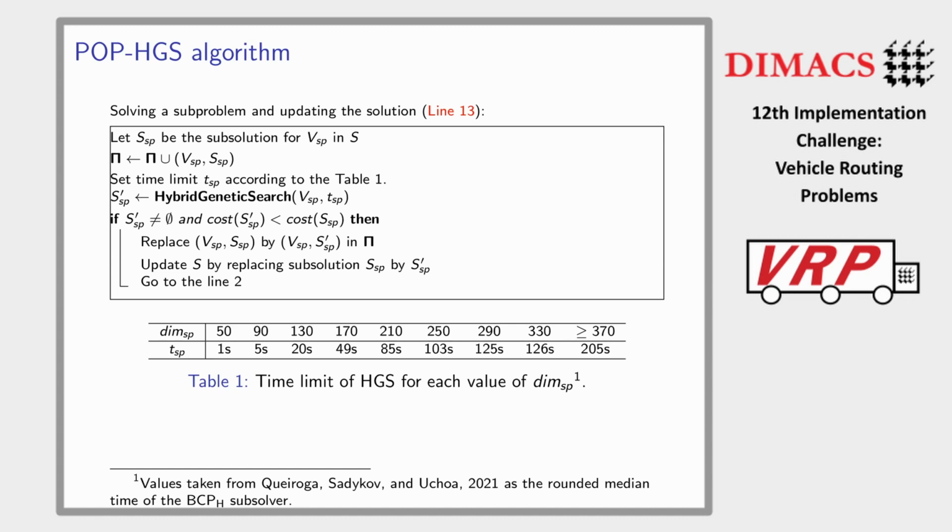And then we get the solution S prime SP from HGS, the new candidate for sub-solution. If this new sub-solution is better than the current one, we update the structure P, and we update, obviously, the global solution with the improved part, then improving the global solution. After that, we go to line 2.